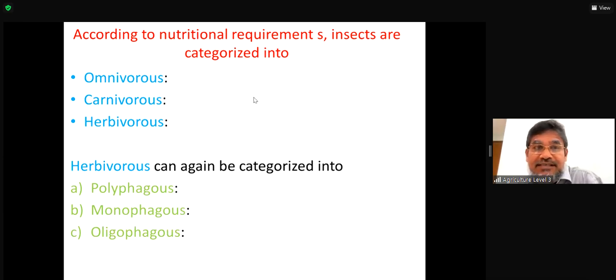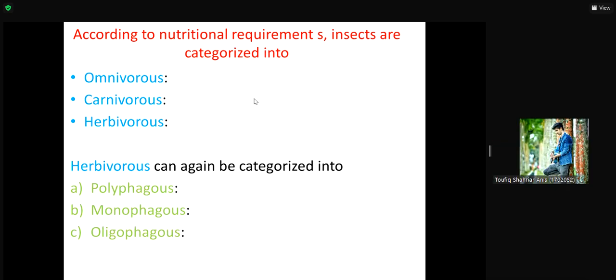One insect whose name you have heard is the locust, pongopal. Pongopal can survive on many plants; many plants are food for the pongopal or locust. So we can say it is a polyphagous insect. Cutworm is a polyphagous insect. Jute hairy caterpillar is a pest of jute, but it can also survive on cotton, on mustard, and on many other plants. So it is a polyphagous pest.